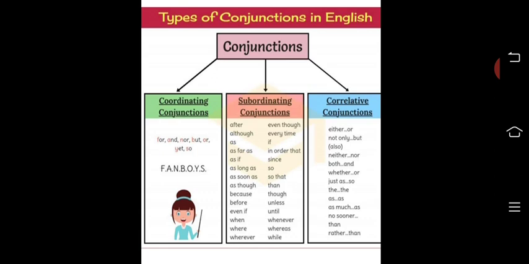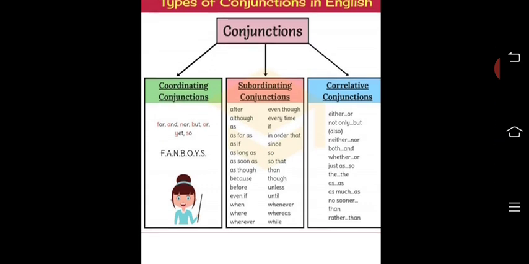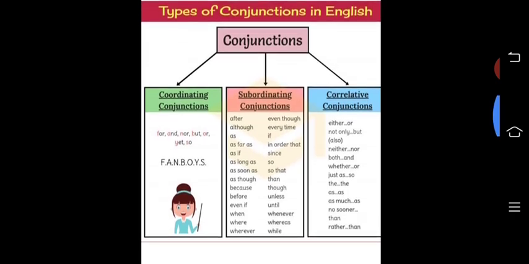You just make a note of it, like that. So you can write it to remind easily. Like for coordinating conjunctions I have given the name FANBOYS, and for subordinating conjunctions I have given the name Abhi loves stove. Got it or not? And correlative, as I said: either or, not only but, it comes only in pairs. Neither nor, both and, whether or, just as so, the as much as, no sooner than, rather than. Got it? Okay.